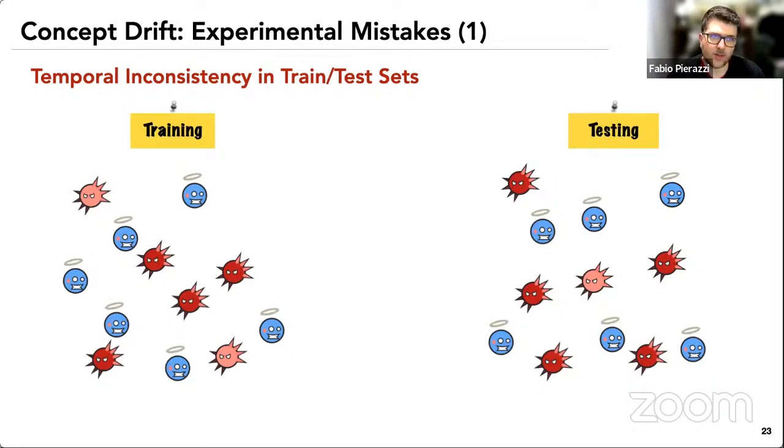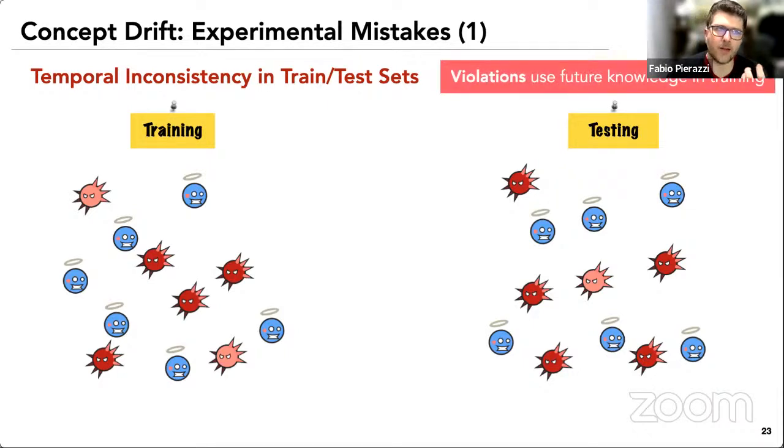So we have training on the left, testing on the right. But if you notice, the new malware that just came out last year is now in the training set. So it will be much easier for the classifier to distinguish the recent new variant present in the test set. So in a sense, this is a violation of temporal consistency: you use future knowledge in training.